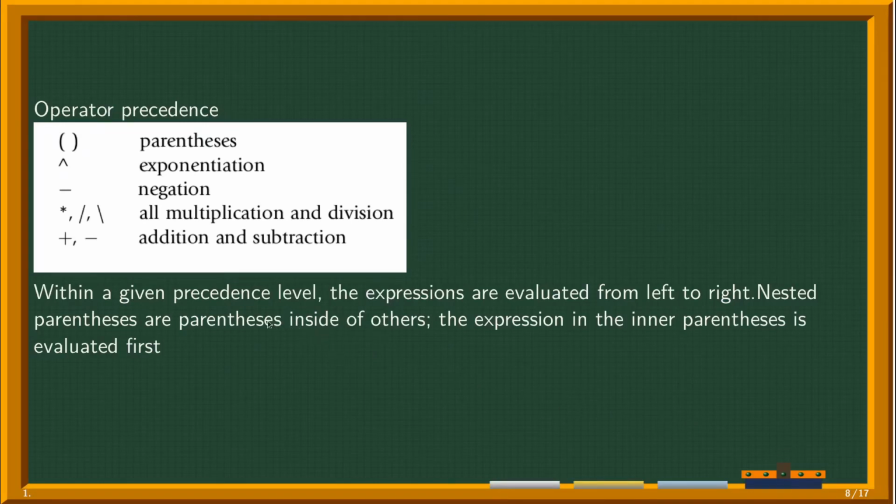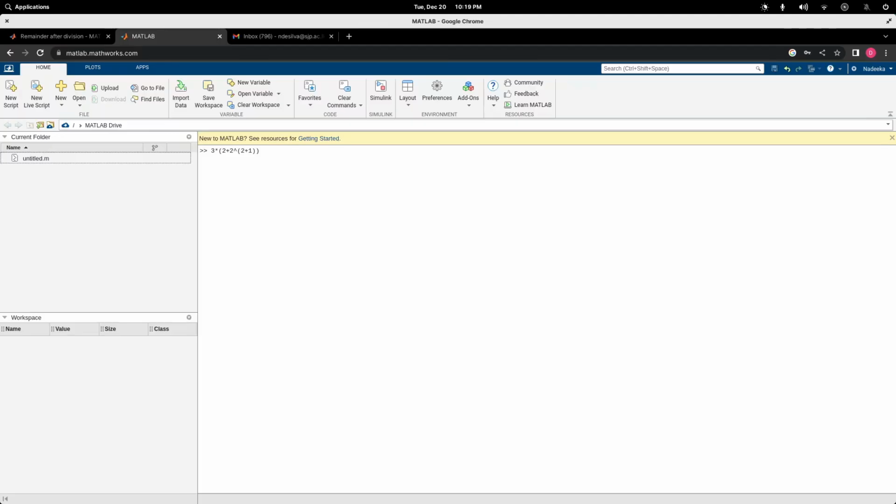Okay, if we have nested parentheses, the innermost parenthesis is evaluated first and then we go to the outer parentheses. For example, consider this expression. Here the innermost parenthesis is evaluated first, so I will add 2 and 1, I will get a 3, and 3 to the power 2 to the power 3 is 8. 8 plus 2 is 10, and then 10 times 3. Okay, so I get a 30.